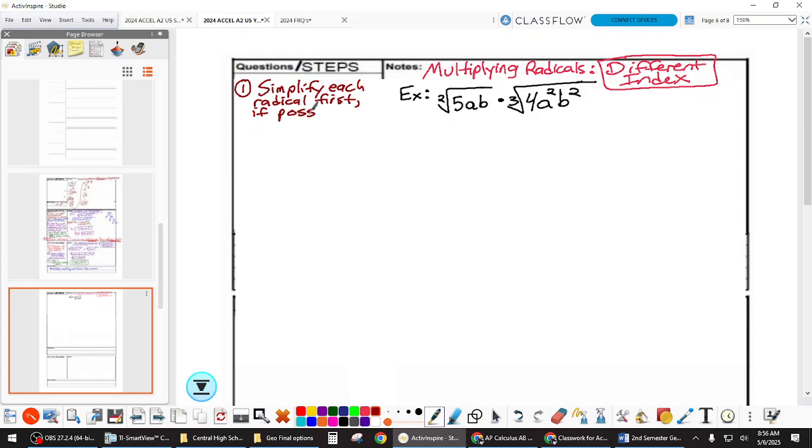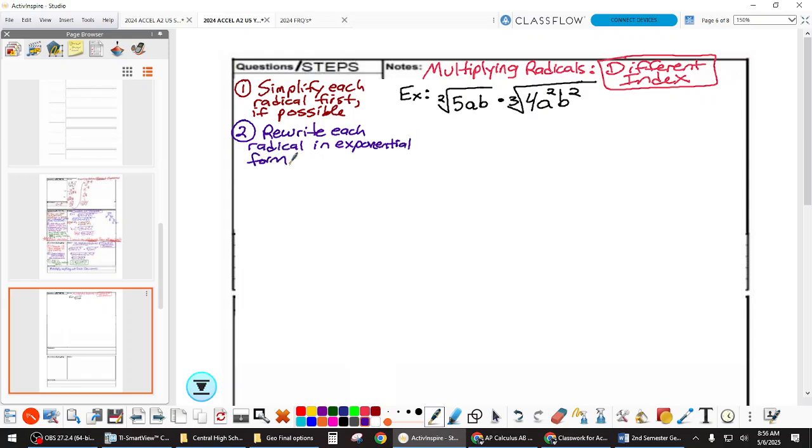So step 1: simplify first if possible. I wrote these so that we're not going to do that, but that's what you would start with. Like if I had written 5a to the 5th, pull out your a's, etc. Okay? Step 2: rewrite each radical in exponential form.